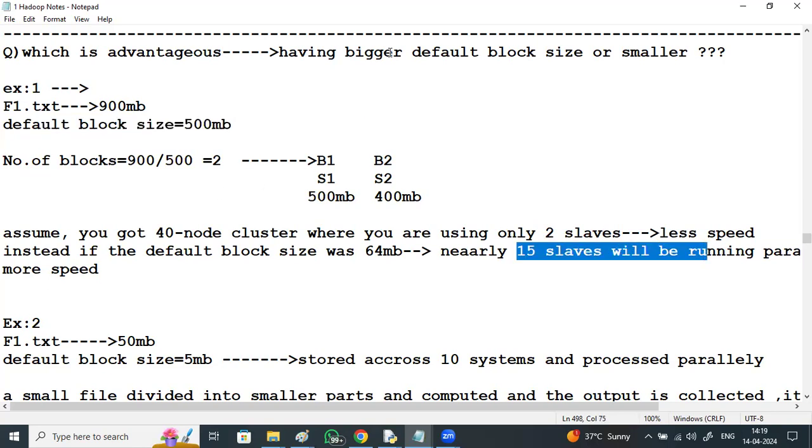Okay, now someone answered that if we keep the default block size small, it is advantageous. So let us take one example on that. A very small file, assume a 50 MB file. The default block size is only 5 MB.